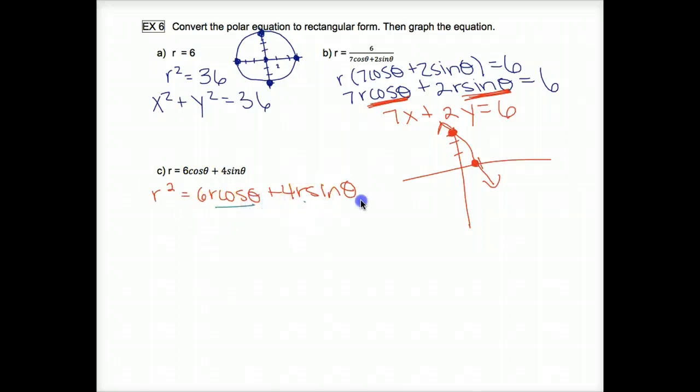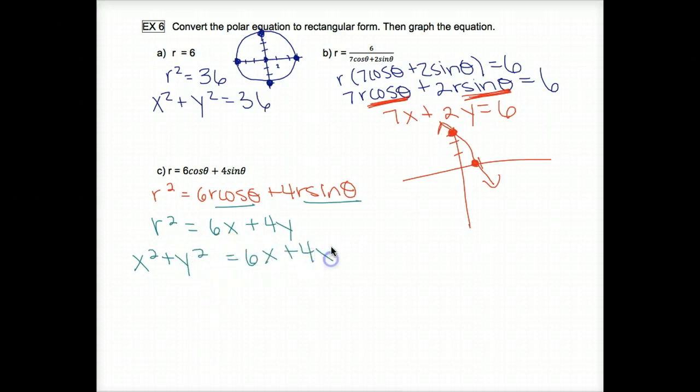So here and here. So I've got r squared equals 6x plus 4y. Now I can also make a substitution for r squared, because again, I don't want r's, I want x's and y's. And earlier we had said that r squared is the same as x squared plus y squared. Now, this right here is a perfectly acceptable way to write the equation. So if all the directions had asked us for was the equation, we could be done now. But it asked us to graph it.